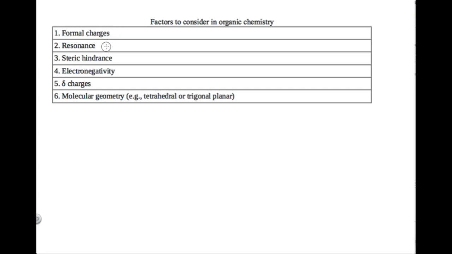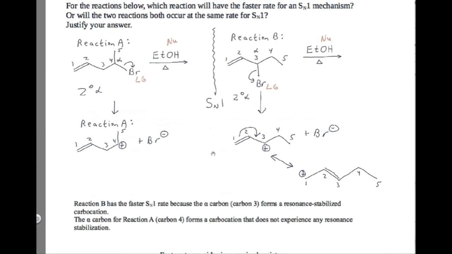But maybe the second most important thing to think about is resonance. Think about whether resonance plays a role. Remember that if resonance does play a role in a reaction, it's usually the most important factor. Steric hindrance plays an important role in organic chemistry. Also sometimes electronegativity, delta charges, molecular geometry. So it's useful to have this checklist that you can run through in your head if you're given a question like this previous one where you have to explain or justify something.